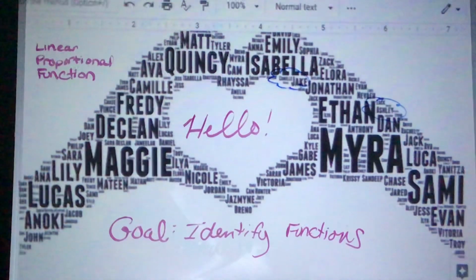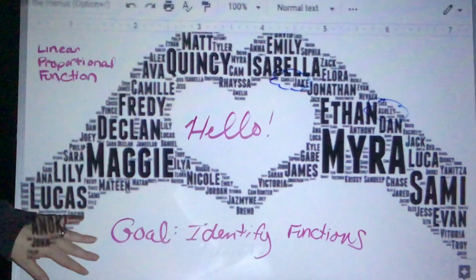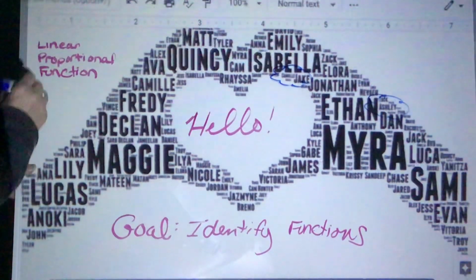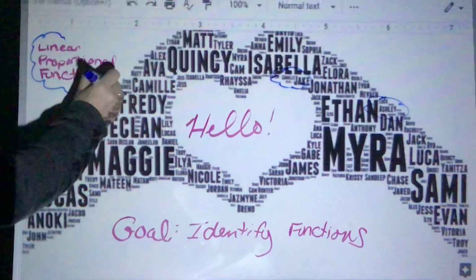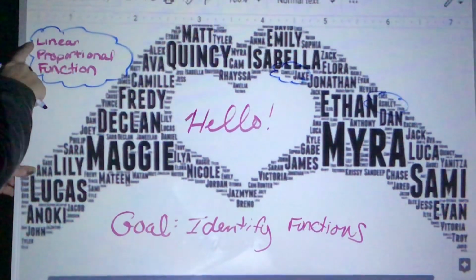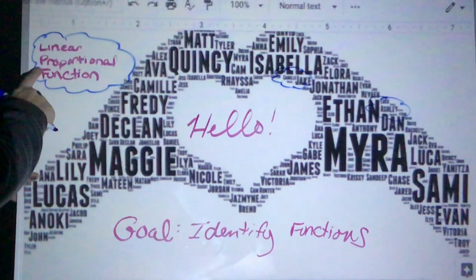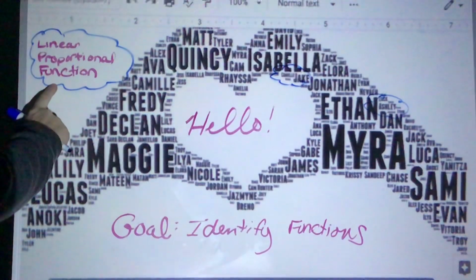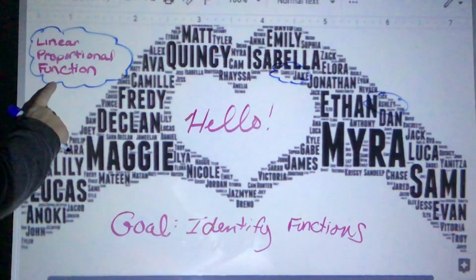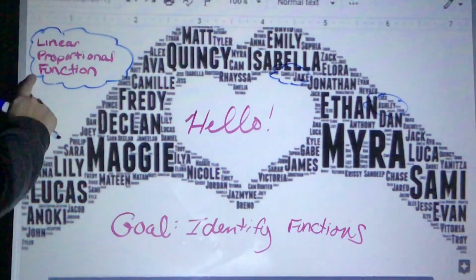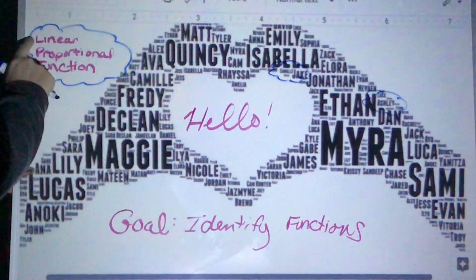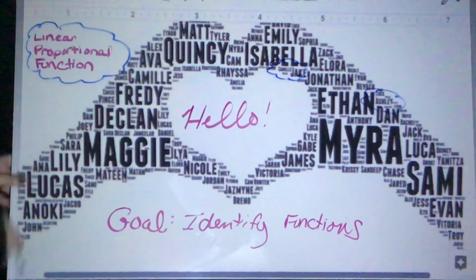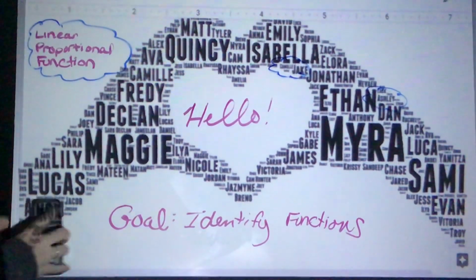So definitely come again. Our goal today is to identify functions, which is our last special type of equation. We have three special types of equations that we've talked about. Linear, which means they make a line. Proportional, which means they make a line and also go through the origin. And today we're going to talk about what functions are and what makes them special. So we've worked with these equations all year long. We're just recognizing when some of them are more special than others and have other names. So let's get started.